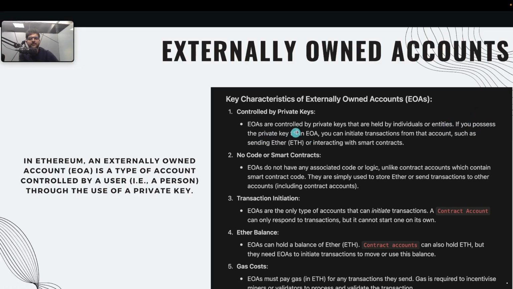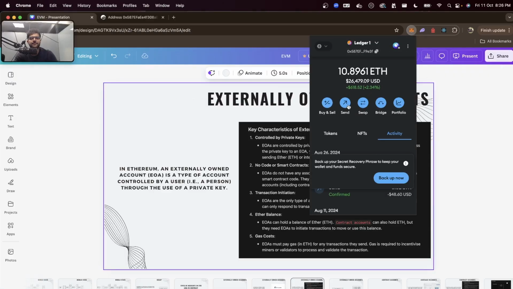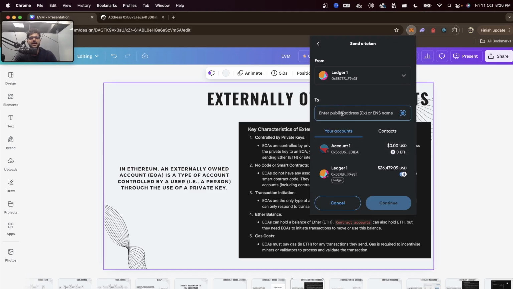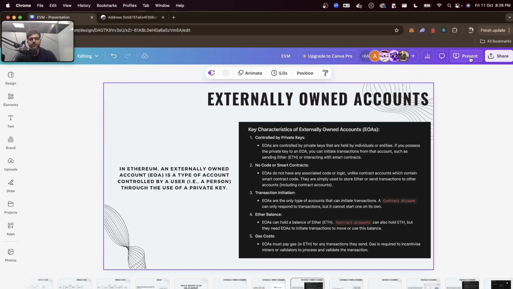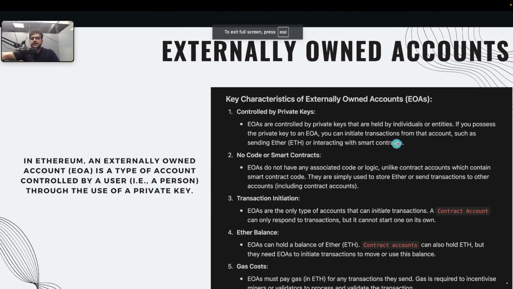If you possess the private key to an EOA or an externally owned account, you can initiate a transaction from that account, such as send Ethereum to someone else. Can I do that? If I go to MetaMask, do I have an option to send? Can I send some of this Ethereum over to someone? I just have to paste their public key, select an amount, click on send. I will be able to send them money. So what is the first thing an EOA lets you do? You can execute a transaction on behalf of that public key if you have its private key. What is a transaction? Sending 0.1 ETH to, let's say, Akash.